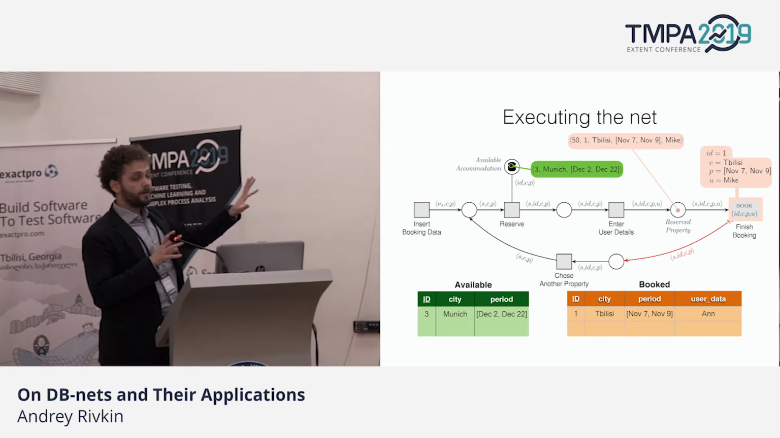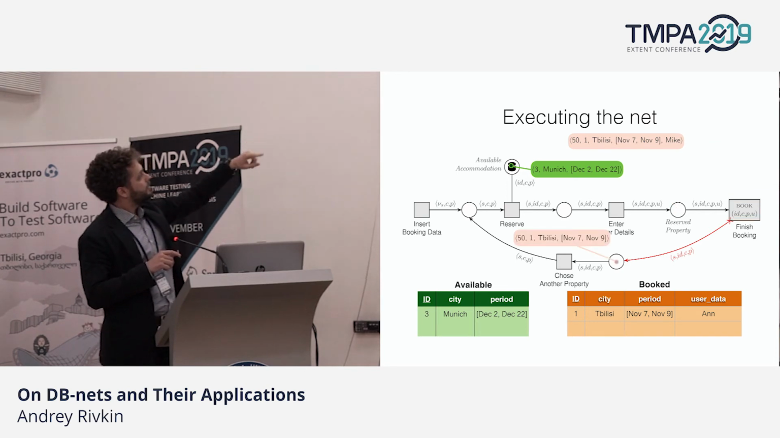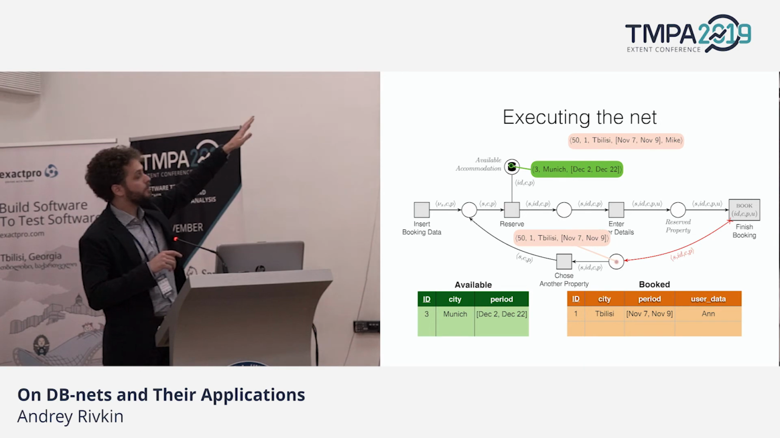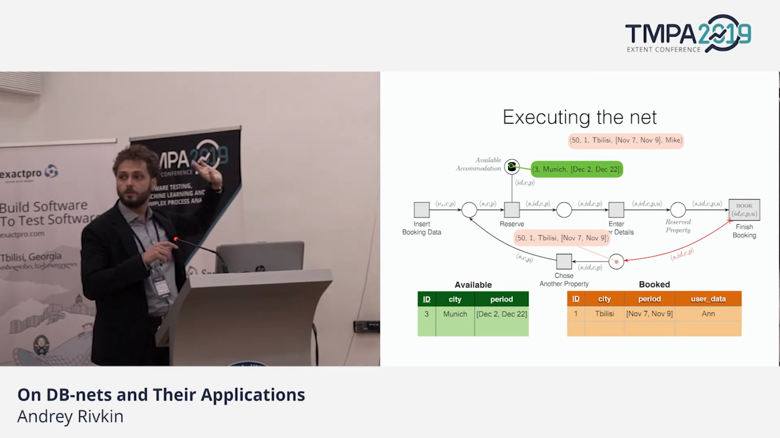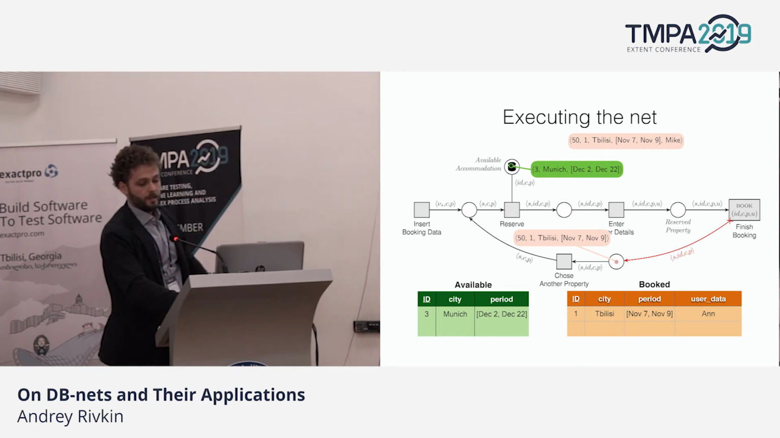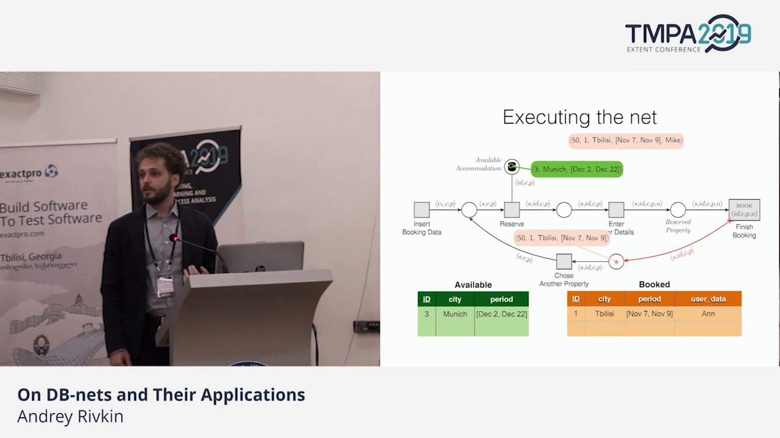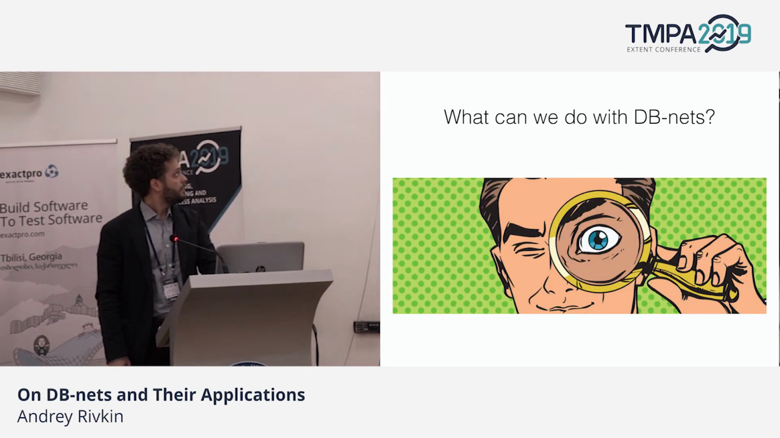Failed, of course. But now I move Mike on to another flow of my net that will redirect him to the initial step, where Mike will need to look for other available properties and so on and so forth. So this is pretty much how DB-nets work. Now the question is, what can we do with DB-nets?